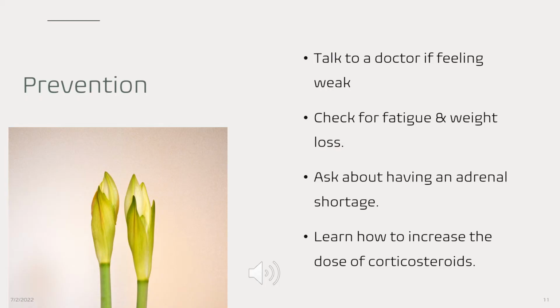Addison's disease cannot be prevented, but there are steps you can take to avoid Addisonian crisis. This includes talking to your doctor if you're always feeling weak. If you're also feeling fatigue and have had a lot of weight loss lately, you can ask your doctor if they can check for adrenal shortage. If you already have Addison's disease, you can ask your doctor for recommendations on how to increase the dose of your corticosteroid medication.